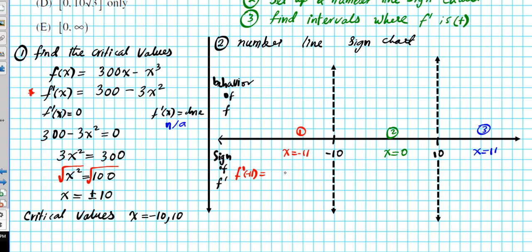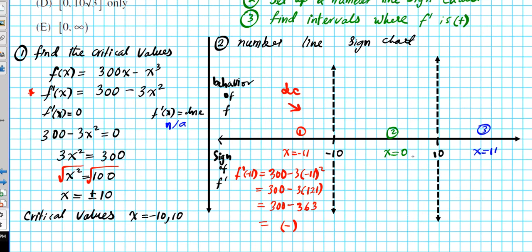So that is 300 minus 3 times negative 11 squared. If we simplify that, we will have 300 minus 3 times 121, which gives us 300 minus 363. And then the difference is going to be negative, okay? So we have negative 63. That tells us that the function is going to be decreasing on this interval right here.